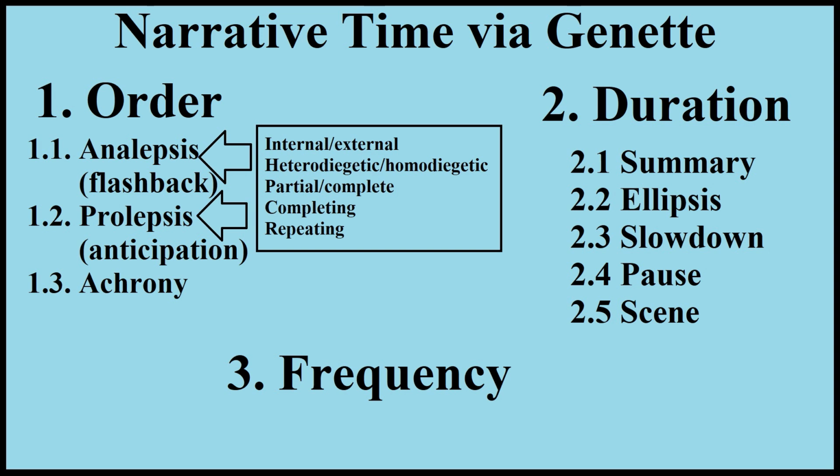So, you get internal and external analepsis and prolepsis. Quite simply, this means that it takes place inside or outside the narrative. So, let's just say, for instance, there is a story, and the story is about two people who are in love with one another.